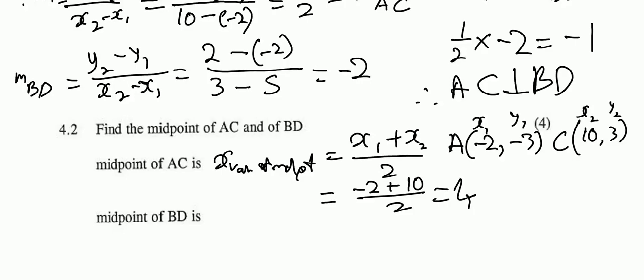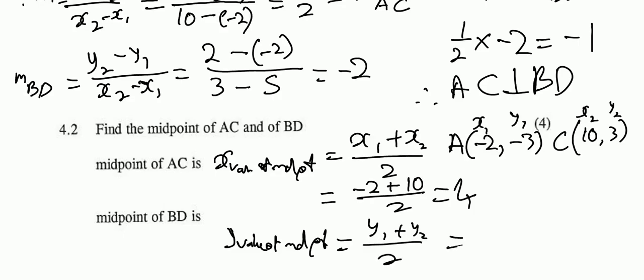Be careful. What about the y value of the midpoint of AC? It will be y1 plus y2 over 2. What is our y1? Our y1 is -3. What is our y2? Our y2 is 3. Over 2, which is 0. This means that the coordinates of the midpoint of AC are 4 and 0. X is 4, y is 0.